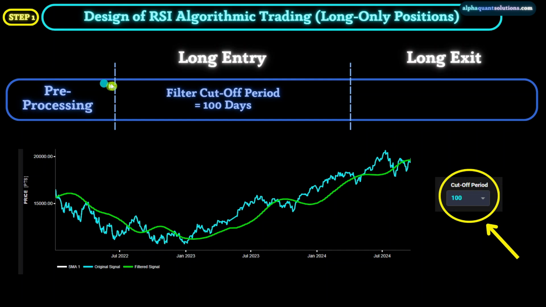Now, in summary, how to combine the 3 steps of this algorithmic trading with the visuals of our quantitative investing dashboard. We have step number 1, the pre-processing, where we filter the price data using the Butterworth frequency domain filter with a 100-day cutoff time period. So you see here both of the signals, the unfiltered in blue and the filtered in green, and you will recognize those from the dashboard. This is only used in the entry logic of the algorithm.